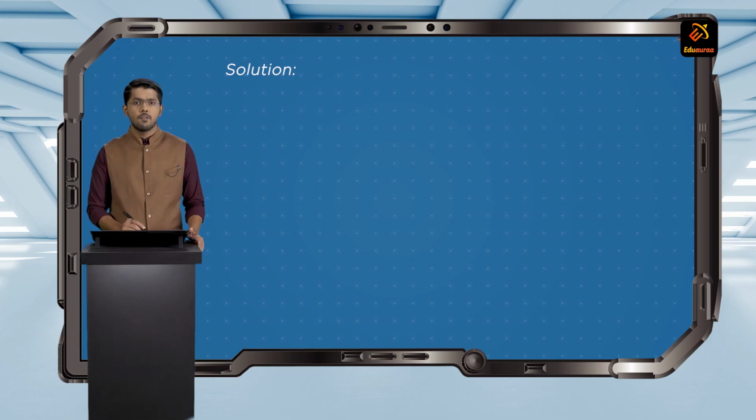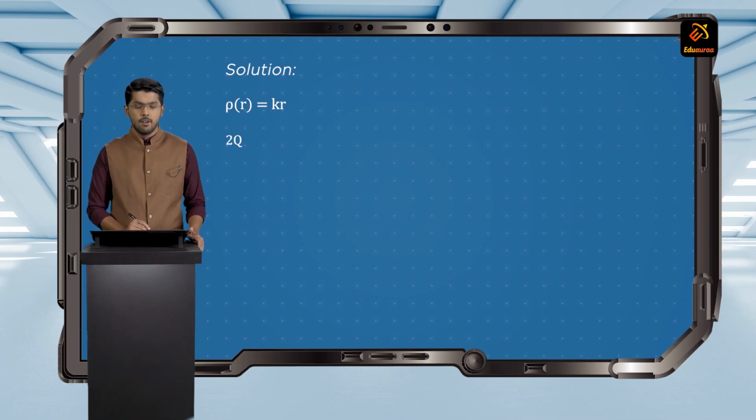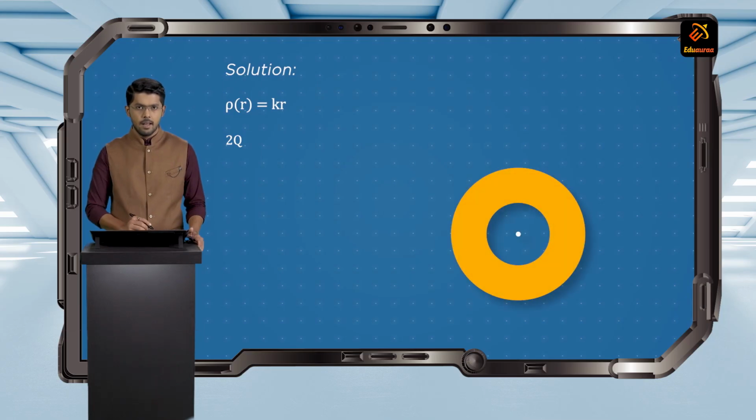So first things first, we have been given that the charge density rho varies as k into r. And also we have been provided that the total charge 2q is distributed in the sphere. So using this approach, we can calculate the value of k. How would we do that? We would consider an element. So essentially, we'll consider a hollow sphere, let it be at a distance r, and it has a thickness dr.